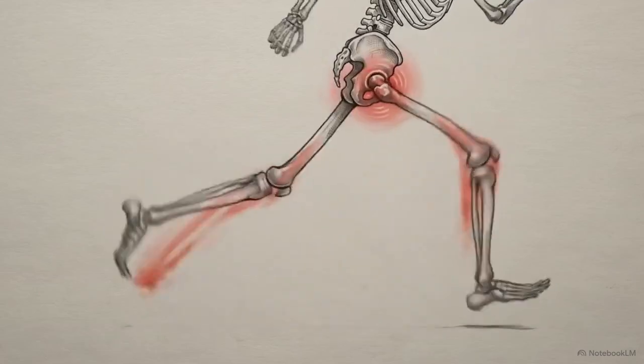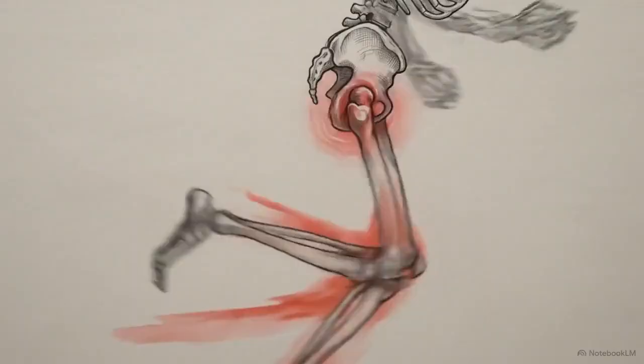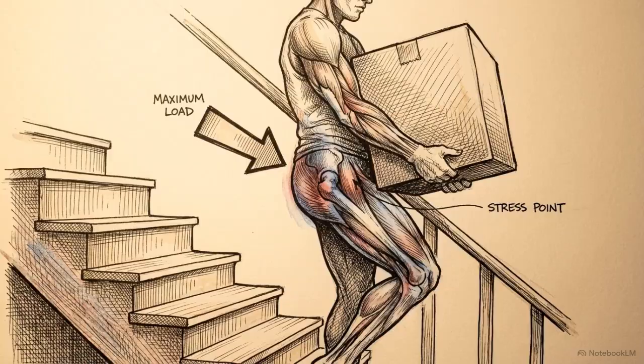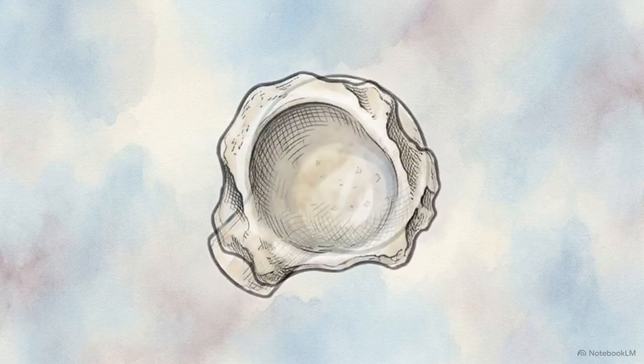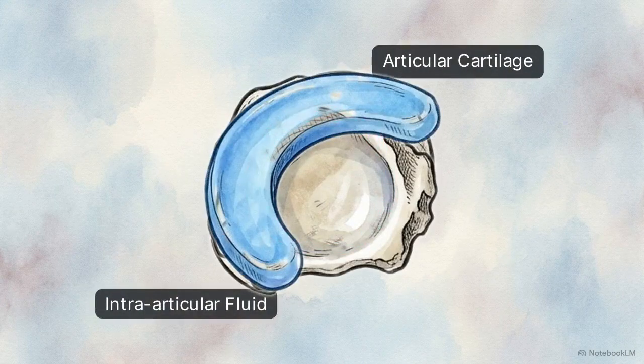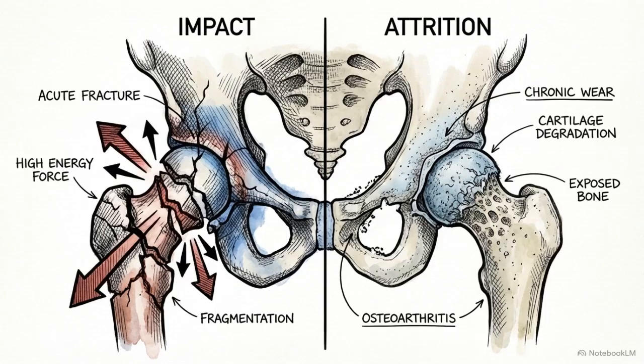The human hip joint is a complex load-bearing structure. It must combine wide-ranging mobility with enough stability to absorb forces that often amount to several times our body weight during simple daily movements. To maintain this balance, the joint relies on a protective musculoskeletal system of cartilage, intra-articular fluid, and the labrum. When this system fails, the destruction typically follows one of two strictly distinct kinetic pathways.